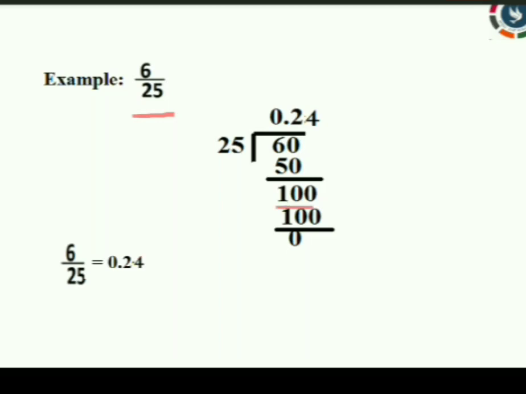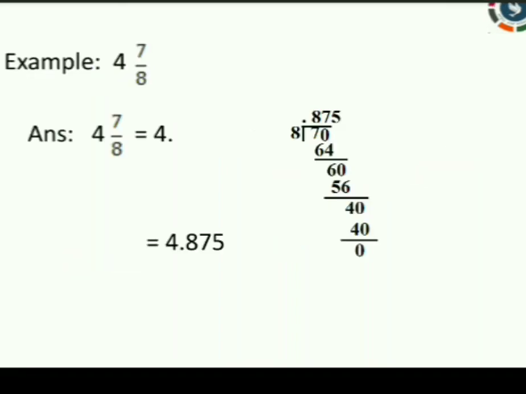You will get answer as 10, right? Yes. Again 10 by 25 is not possible. Going to add one 0, you will get answer as 100, right? 25 4s are 100. In quotient you have to write 4 and 100. You will get answer as 0. So your answer is 0.24. 6 by 25, which is equal to the decimal number 0.24.